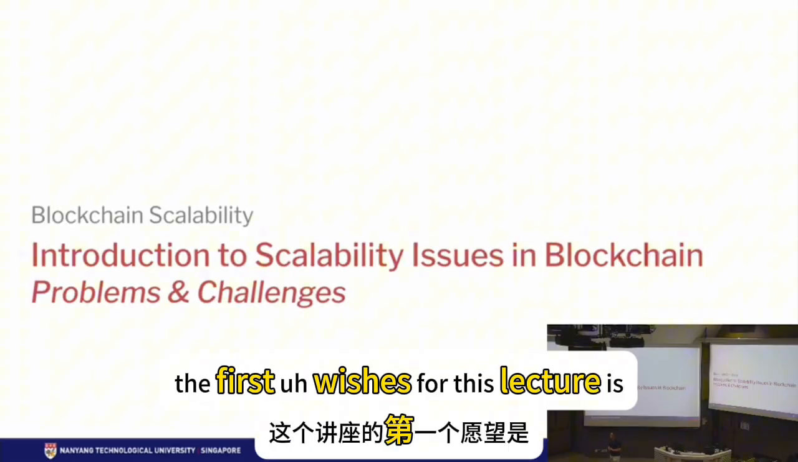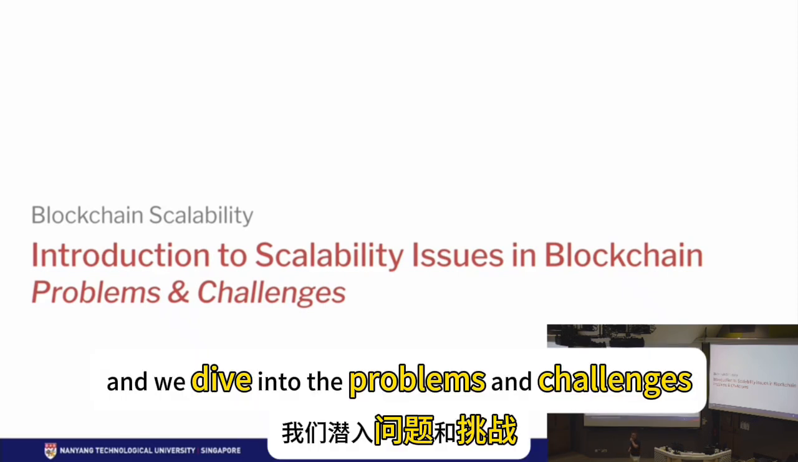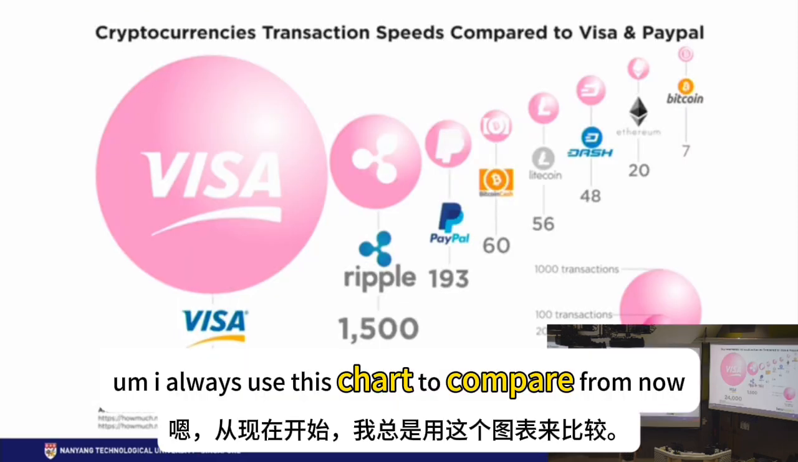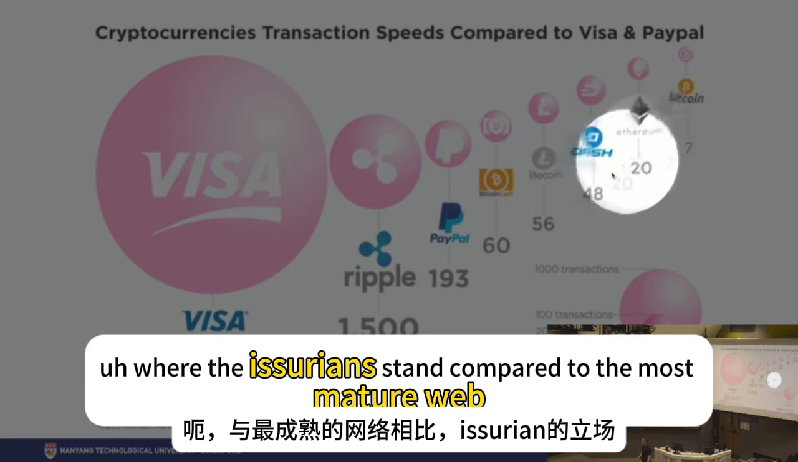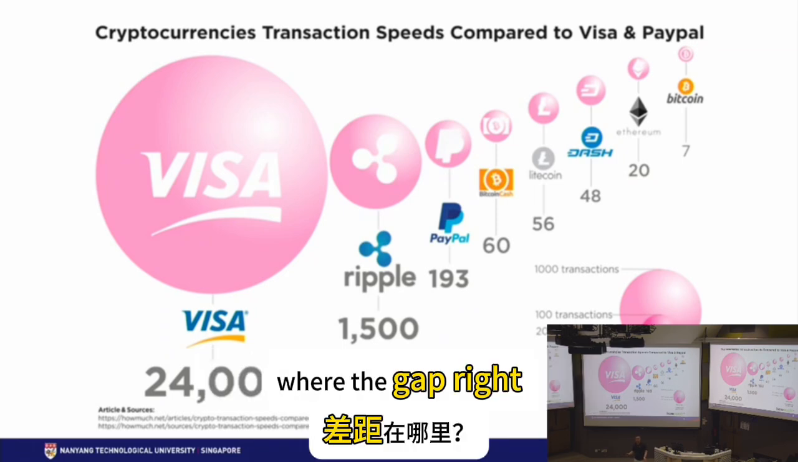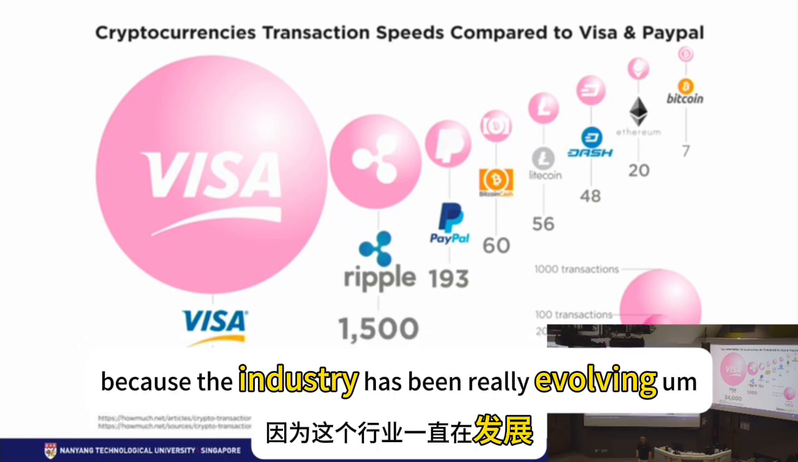Okay, the first topic for this lecture is the scalability issues in blockchain, and we dive into the problems and the challenges. I always use this chart to compare where Ethereum stands today against Visa, the most mature Web2 payment network. Where is the gap, right? This gap means a lot of opportunities, even for you, because the industry has been really evolving.